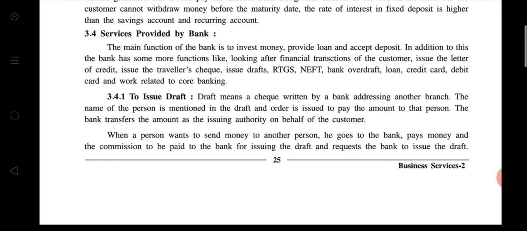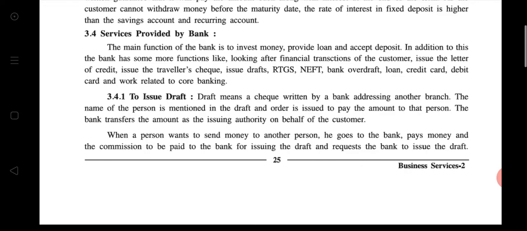So in addition to this, the bank has some more functions like looking after financial transactions of customers, letter of credit issues, travellers cheque issues, conducting or issuing drafts, RTGS, NEFT, bank overdraft, loan, credit card, debit card, and also other work related to core banking.